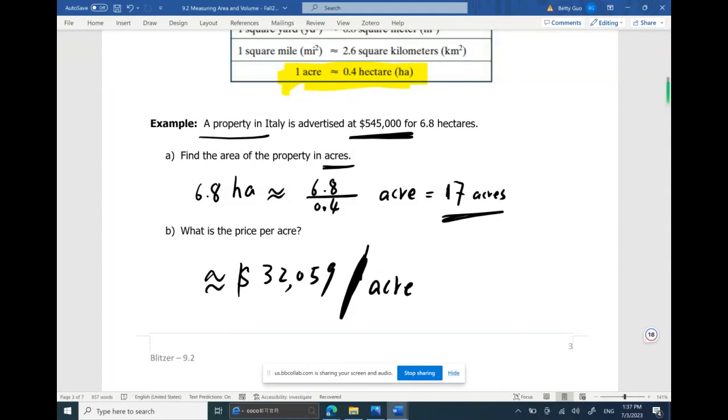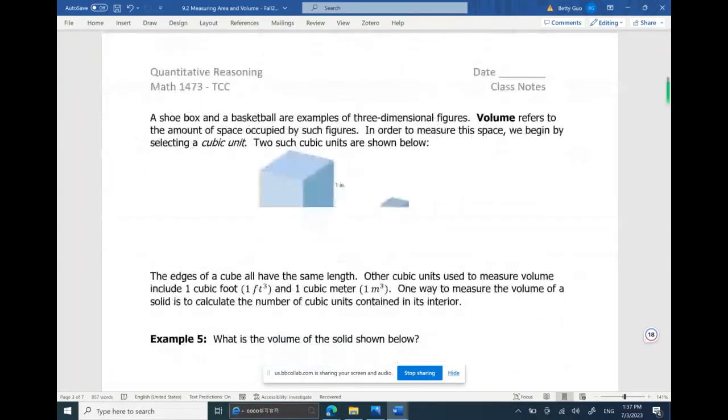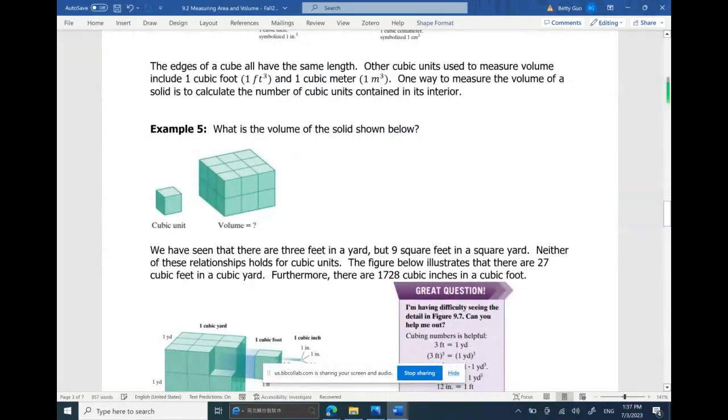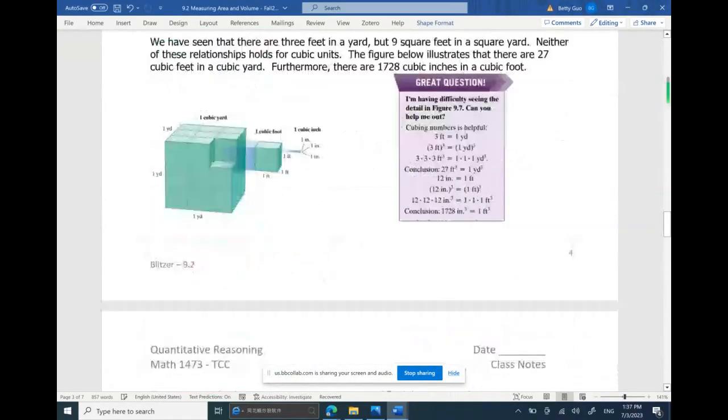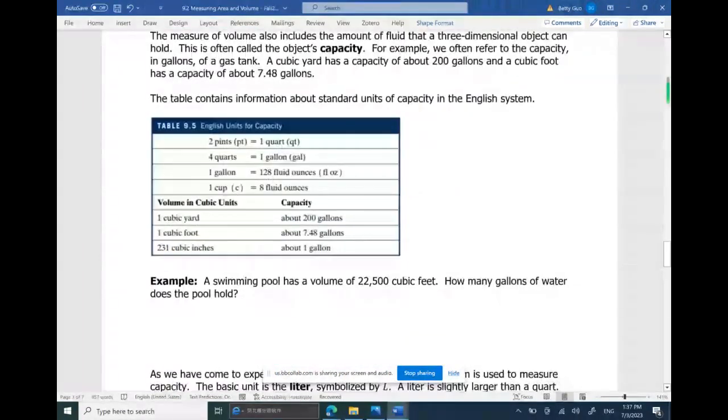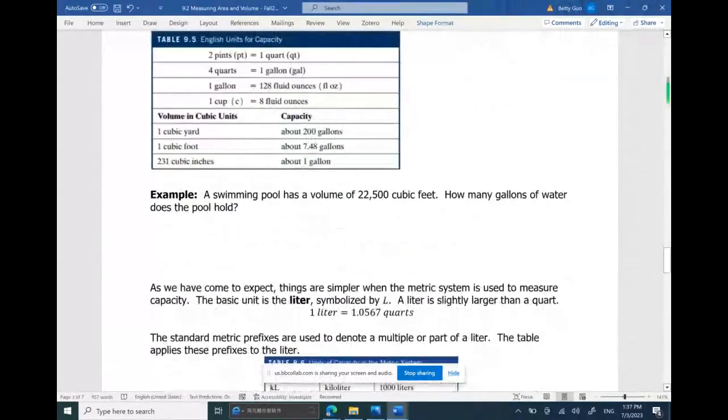All right, so let's continue. Those are about the volume, three-dimensional concept. Please take time to read that information. Very interesting. And let's see this example. A swimming pool has a volume of 22,500 cubic feet.